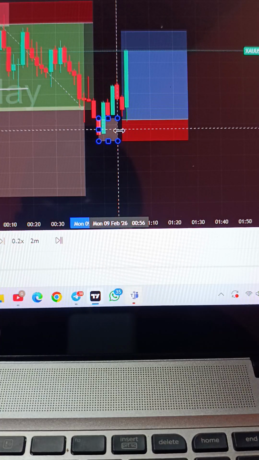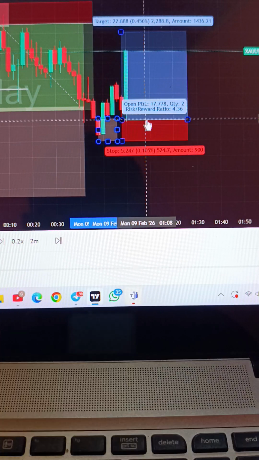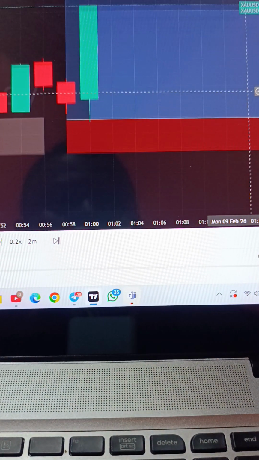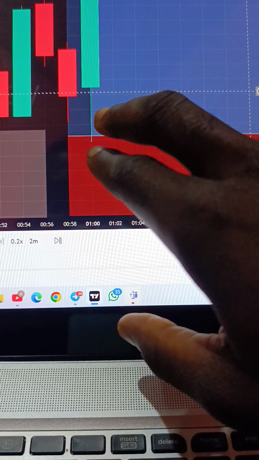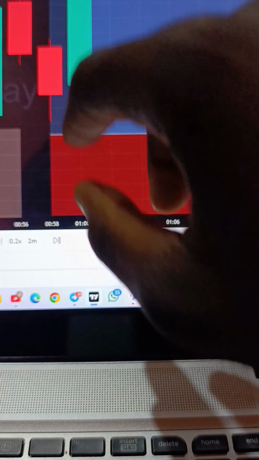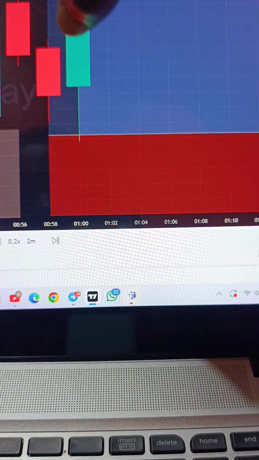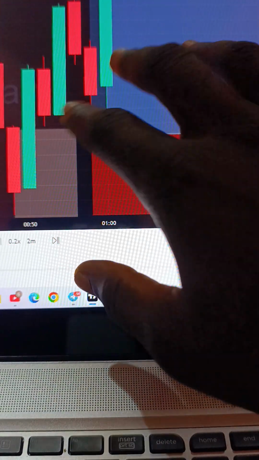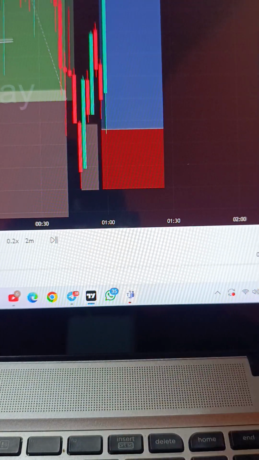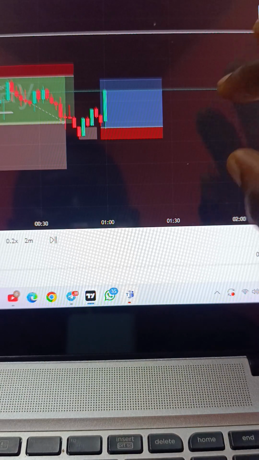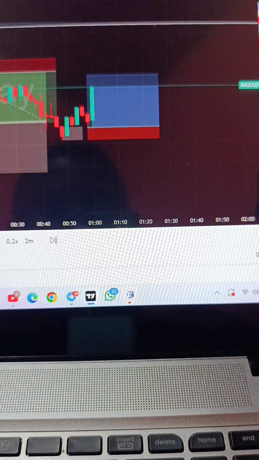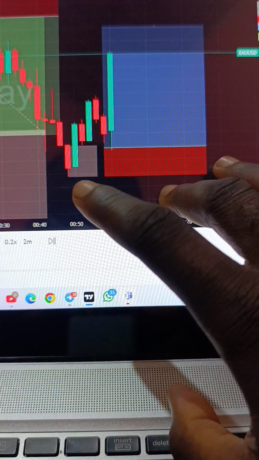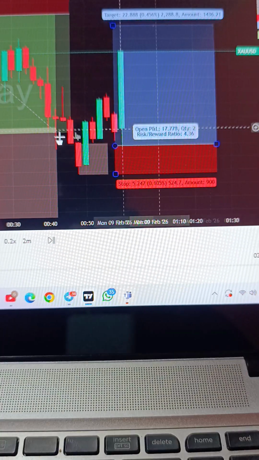Okay, see, look at the precision. Price taps into the entry very precisely. Do you get me? Taps into the entry point very precisely over here, before giving the very strong bullish reaction. Okay, yes, and this is how powerful the strategy is. This is how powerful price action can be.